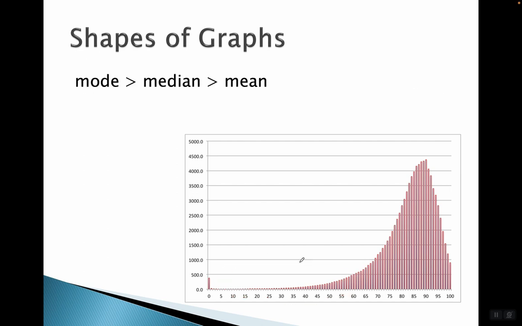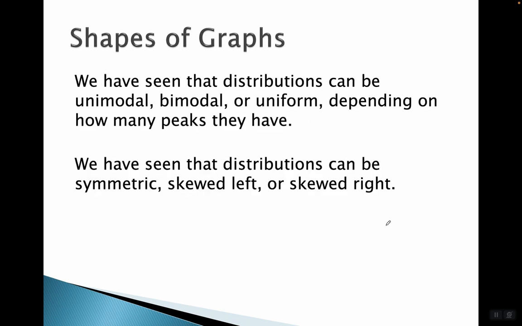In this case, the mode is greater than the median, which is greater than the mean. So the mode is going to be around here, around 87 years old. The median, more over here. And the mean is sensitive to outliers, so the mean is going to be more over here. Okay, the mode is greater than the median, which is greater than the mean. We've seen that distributions can be unimodal, bimodal, or uniform, depending on how many peaks they have. We've also seen that distributions can be symmetric, skewed left, or skewed right.